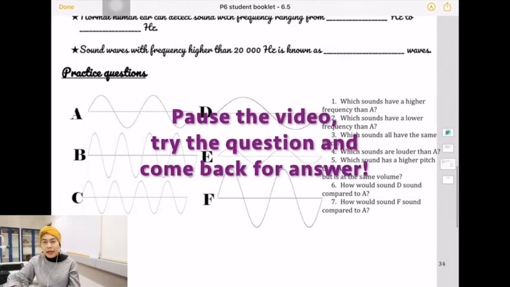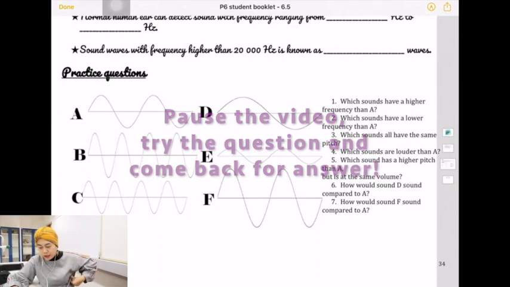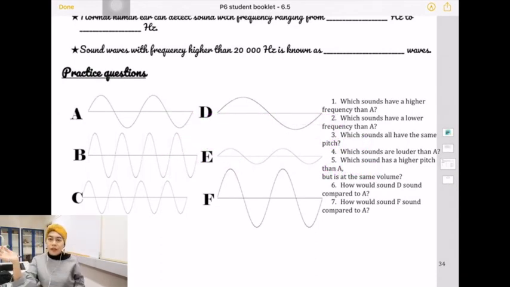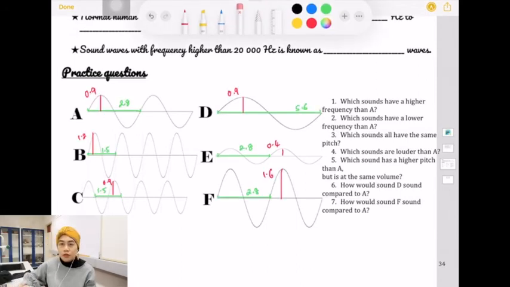So now we're going to look at some practice questions that involve amplitude, pitch, loudness and frequency. There are 6 waves here, and they want to know about the differences in frequency, amplitude, pitch, loudness, and so on. What you need to do first is find out which of them have the same wavelength and which have the same amplitude. So we can use a ruler here. Let's determine all that. Okay, so we've determined all of that. So let's look at the questions now.